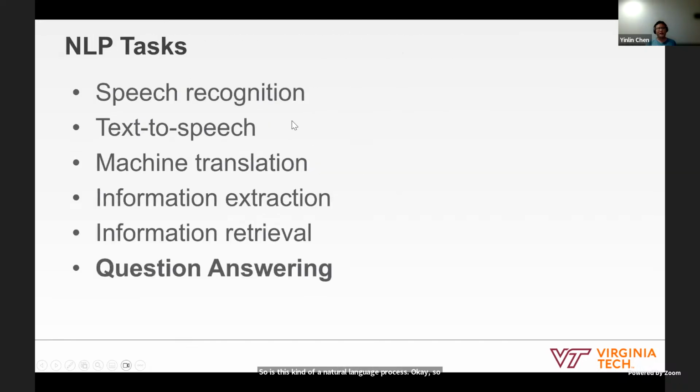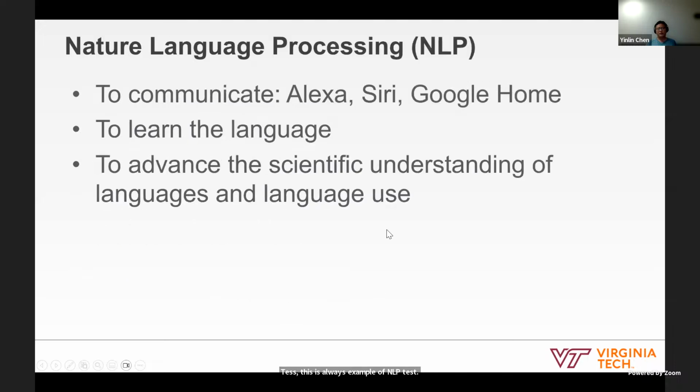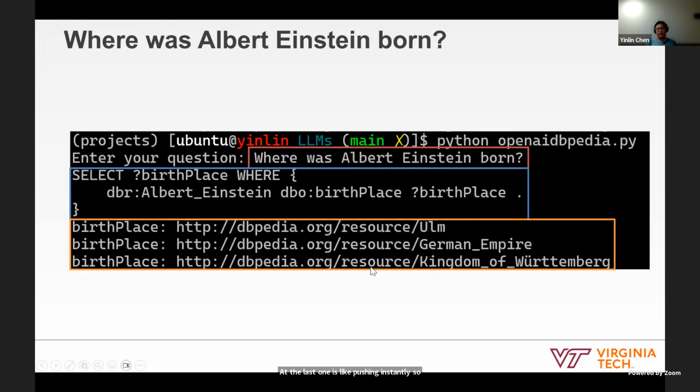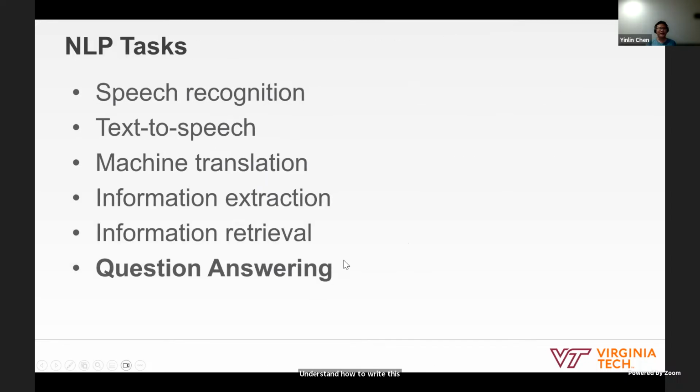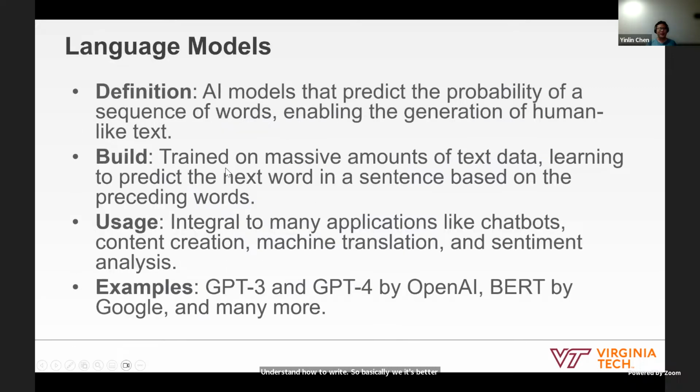Okay, so NLP has a lot of tasks. This is all an example of NLP tasks. And the last one is question answering. So we just simply ask the questions, and it can provide the correct answer to us. It's what we are looking for. Okay, not many people understand how to write a program or how to write a SPARQL query. Right. So basically, it's better if the machine just understands what we ask and gives us the answer.